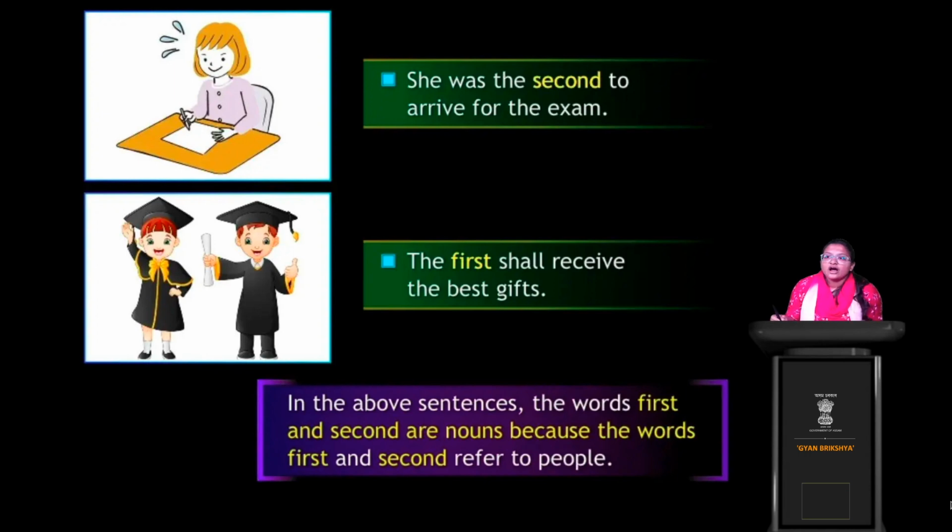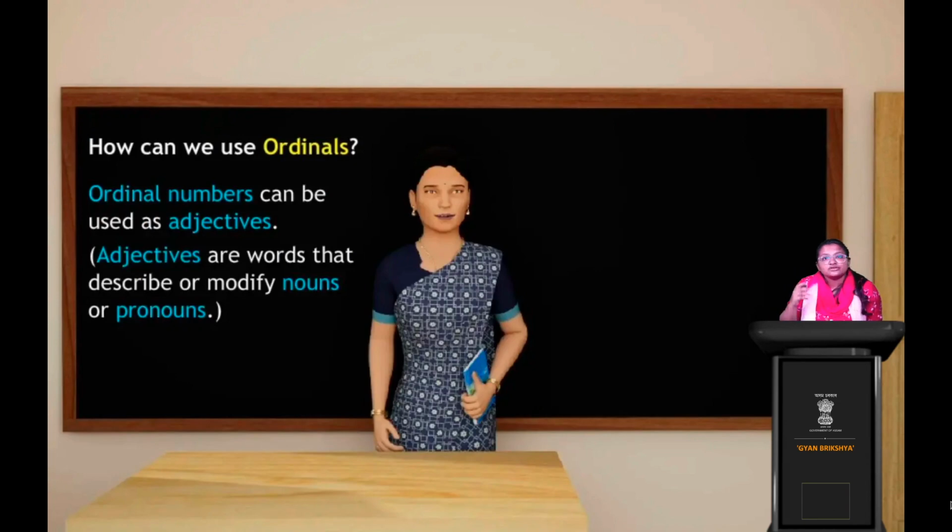Next, what do we have? How can we use ordinals? Ordinals can also be used as adjectives. One way is to use them as nouns. Then we can also use them as adjectives. How? Adjectives are words that describe or modify nouns or pronouns.